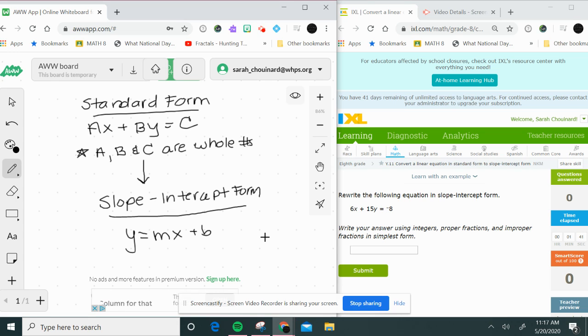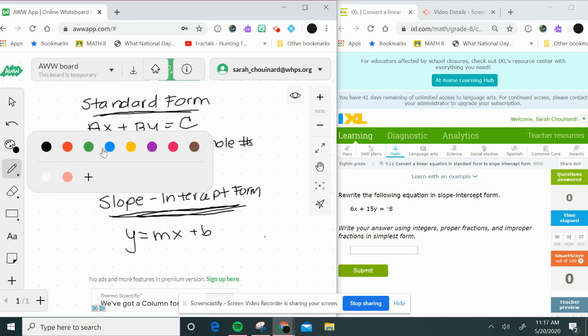All right, so in this video, we are going to go from standard form of a linear equation, which is when we have ax plus by equal to c, where a, b, and c are all whole numbers or integers. They can be positive or negative whole numbers. And then we want to go to slope-intercept form, which is y equals mx plus b.